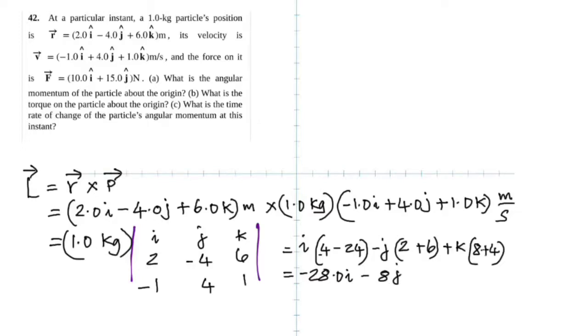Okay, when you put the negative there, I got to change this also to negative. Okay, so that's what I'm doing now. So you get 8 minus 4. So you get this vector. That is going to be the angular momentum.